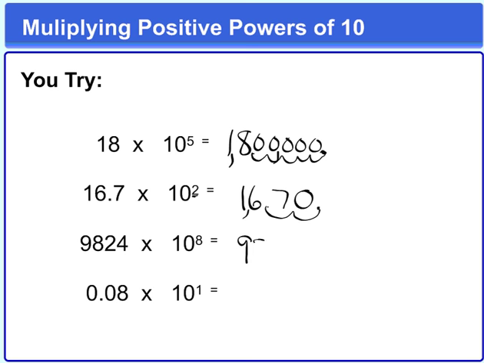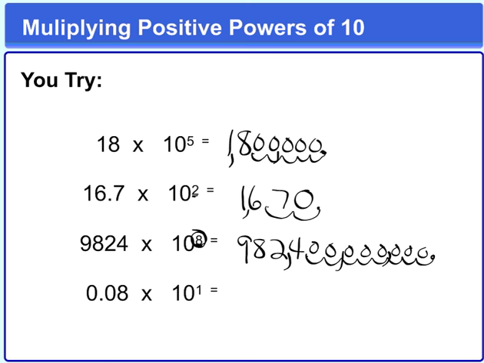Here I have 9,824 with the decimal. I'm going to shift it 8 times because 8 is my exponent. 1, 2, 3, 4, 5, 6, 7, 8. My new decimal. And fill in each of my spaces with a 0. Come back, put my commas in. And there I have a very large number.